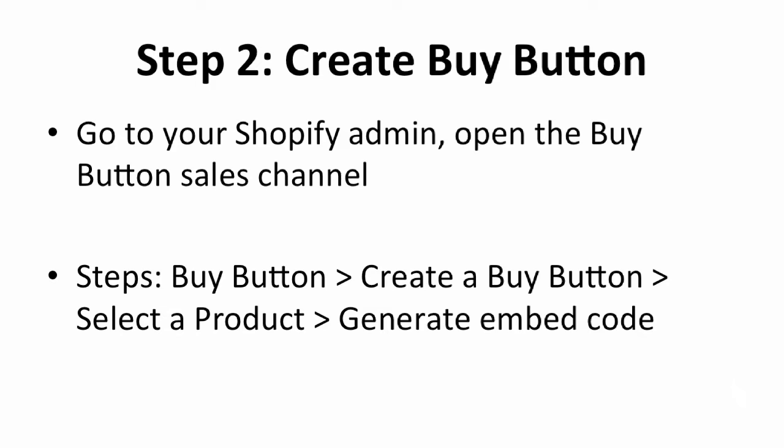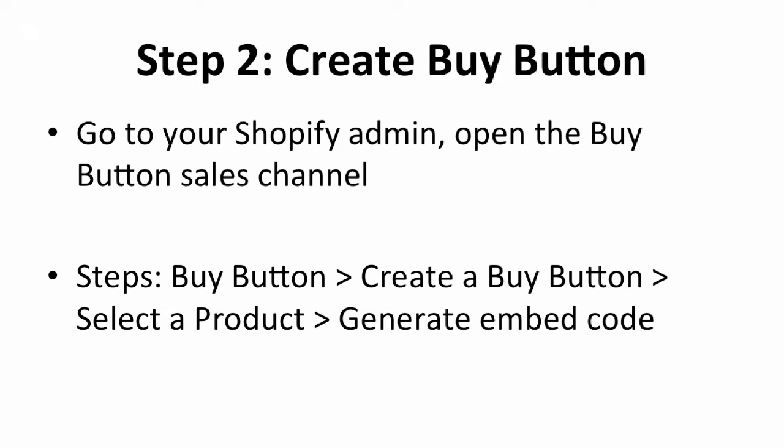After you've added the sales channel to your Shopify admin, you can now create the buy button. To do so, first go to your Shopify admin page and open the buy button sales channel. And when you are on the Buy Button Sales Channel page, go to the top right and click on Create a Buy Button. After that, you will be directed to the product page. Select the product that you wish to create the buy button for, and then move on to the next step.